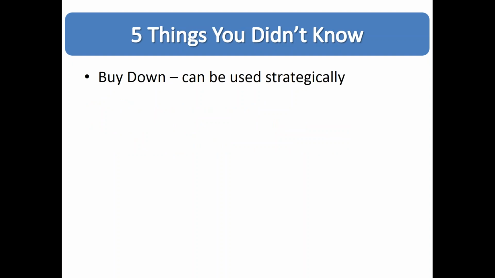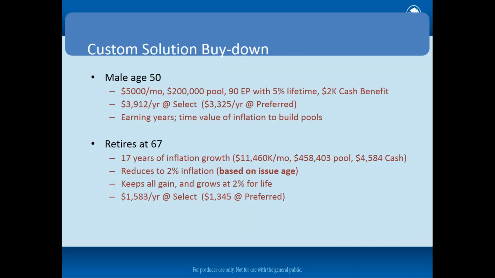Some things you maybe did not know is that you can not only buy up on the inflation rider, but you can also buy down on the inflation rider as well. And you can use this strategically. I'm going to show you an example of how this can be used. We have a male age 50 who bought a policy with 5% compound, $5,000 a month, $200,000 pool, started off with a $5,000 cash benefit. It has a premium of just under $4,000 a year at a standard rate. And if that person qualified for preferred, that would be about $3,300 per year.